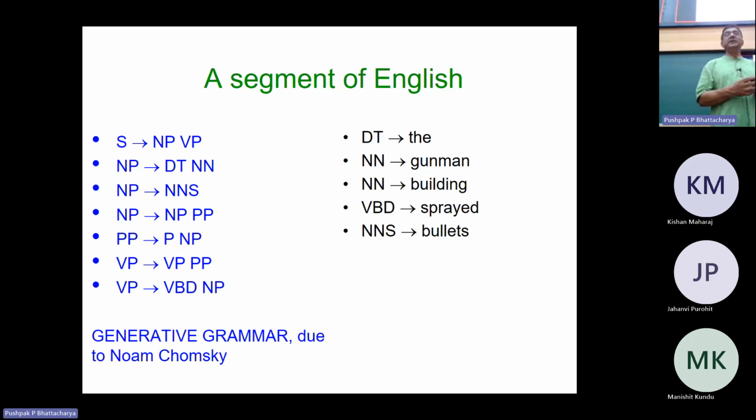With because of P and NP. No. With a binocular, with is preposition phrase. P and NP. PP goes to P and NP.